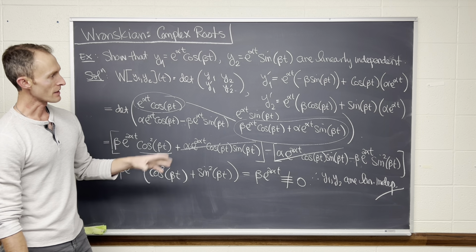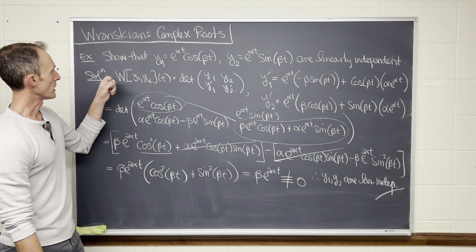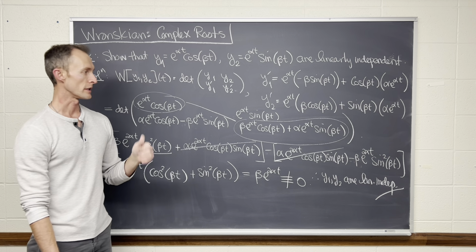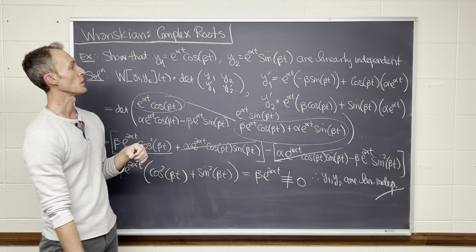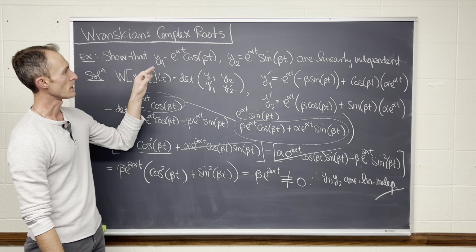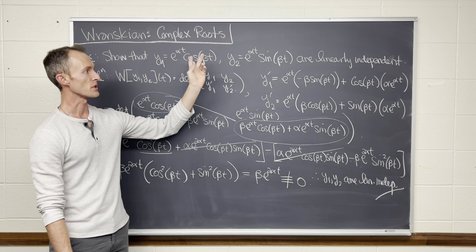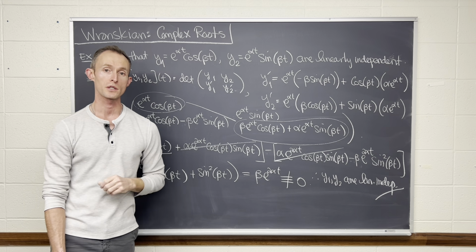So that was a lot of algebra, a little trigonometry, and a lot of patience, but we got to show that using the Wronskian, y1 and y2 are linearly independent. Okay, so I hope that helps you on your journey of ordinary differential equations and deciding when functions are linearly independent, specifically when these are coming from solutions to the characteristic equation with complex conjugate roots.